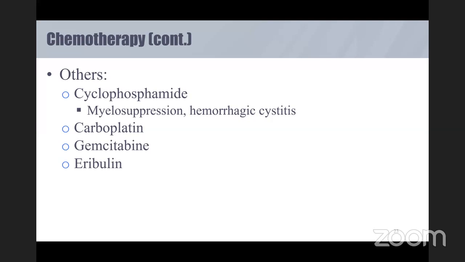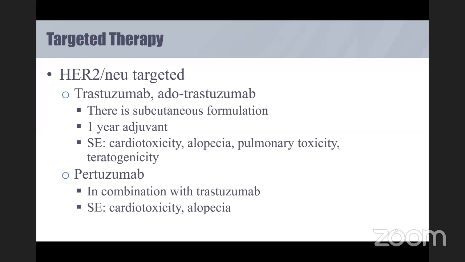ممكن في other regimens اللي هي ممكن السايكلوفوسفامايد بيستخدم مع الريجمنز بيؤدي إلى myelosuppression. وعندنا الكاربوبلاتين جنزايتوكين also. التارجتد ثيرابي اللي هو الهرمونال ثيرابي بنستخدم تراستوزوماب أو أدوتراستوزوماب. وفي subcutaneous formulation للتراستوزوماب، بيستخدم غالبا تراستوزوماب for 1 year to 2 years as an adjuvant therapy وأحيانا as a neoadjuvant. طبعا بيسبب كارديوتوكسيسيتي، هي أكثر شيء اللي احنا بنخاف منها. البرتوزوماب بيستخدم as combination usually مع ترستوزوماب as monoclonal.